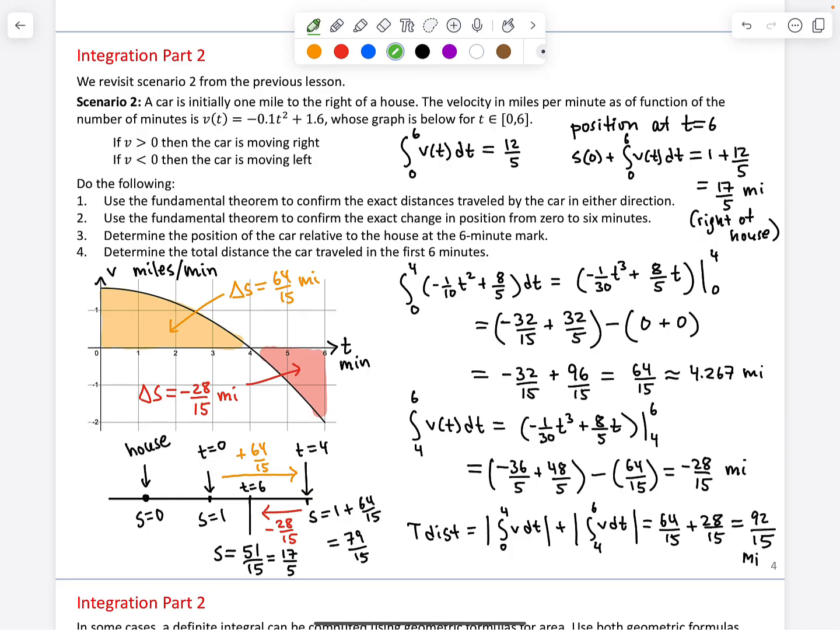Okay, there's a lot of information on this page. We color code. The answers to question 1 are these two answers. Question 2 was answered here with units of miles. Question 3 was answered here, that the car at the 6-minute mark was 17/5 miles right of the house. And question 4 was answered here, that the total distance traveled was 92/15 miles. Okay, next page.